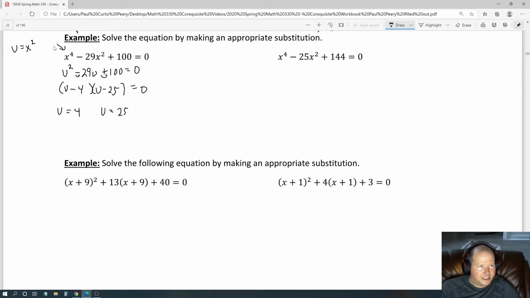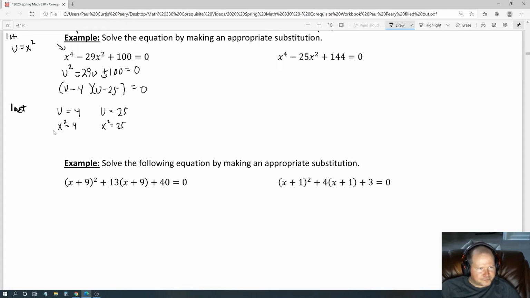Now, there was an additional step at the beginning, right? But then you have a last step that looks like I lost, I didn't realize that. Last step. And what you're going to do now is substitute the u back for x squared. So it's x squared is equal to 4, and x squared is equal to 25. I'll try to have better handwriting.